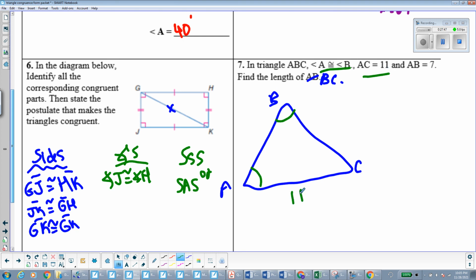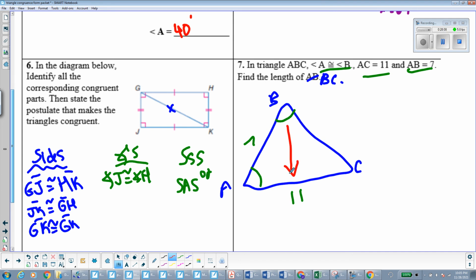AC is 11. AB is 7. And we need to find BC. So let's check it out. We have 2 congruent angles in this triangle. We know that when we have 2 equal or congruent angles, the sides opposite from those angles are also congruent.